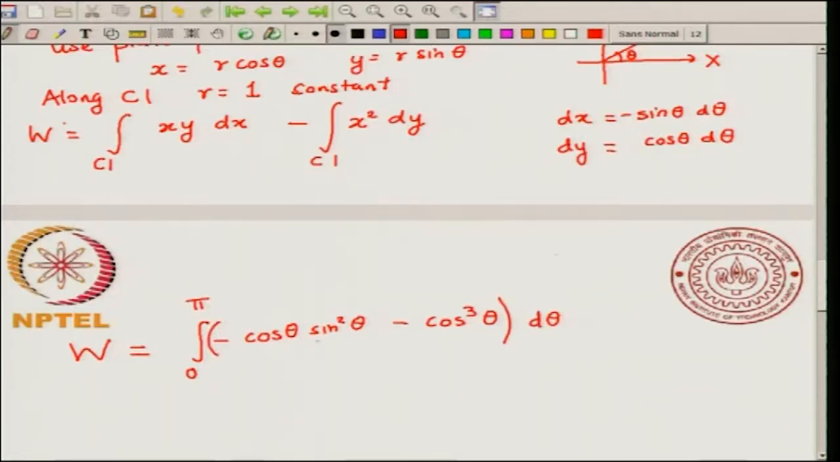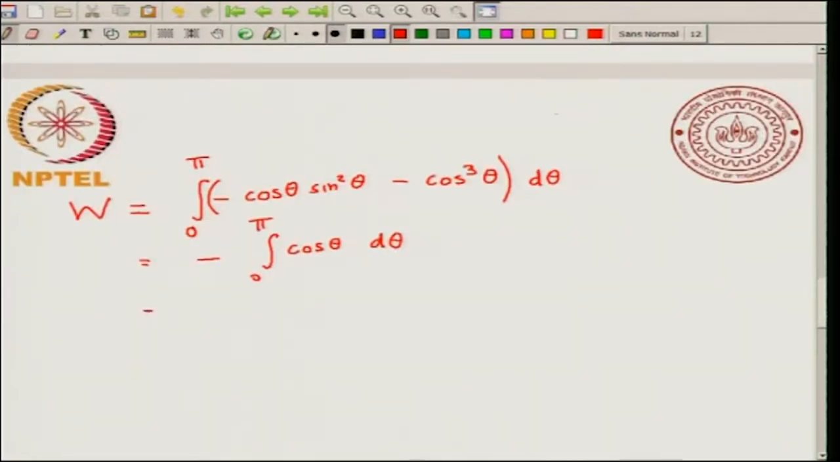And you can simplify this. In this case, if I take cos theta outside, then I get sin square theta plus cos square theta. So I get minus integral 0 to pi cos theta d theta. So what is this value equal to? The integral of cos theta is sin theta, so minus sin theta from 0 to pi, and this is equal to 0. So the work done is actually 0.